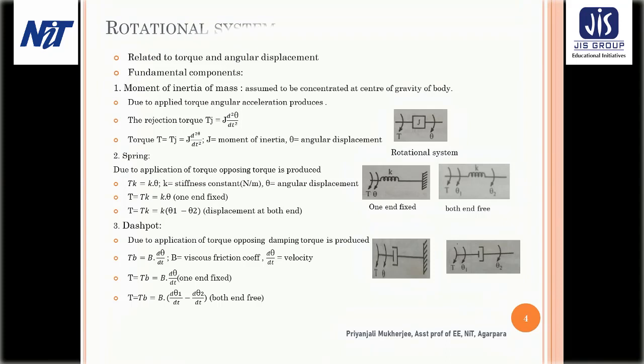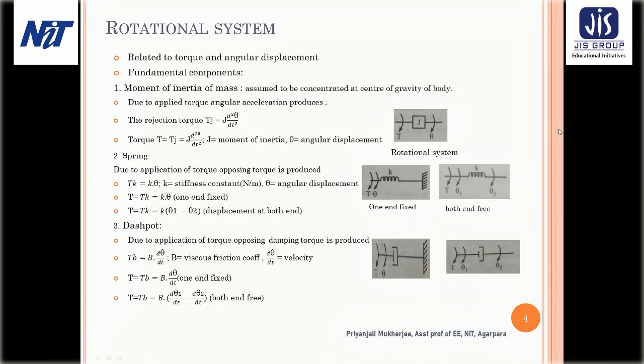Next is the rotational system. The rotational system is related to the torque and the angular displacement. Here the torque is represented by capital T and the angular displacement is represented by theta. Now, the first is the moment of inertia of mass, and we have assumed that it is concentrated at the center of gravity of the body.